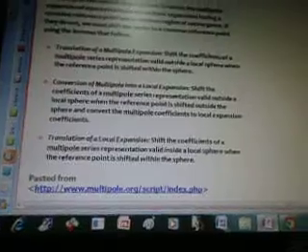Remember, coefficients came up before. They're coming up again here. Multipoles came up before too. Translation of a local expansion: shift the coefficients of a multipole series representation valid inside a local sphere when the reference point is shifted within the sphere.